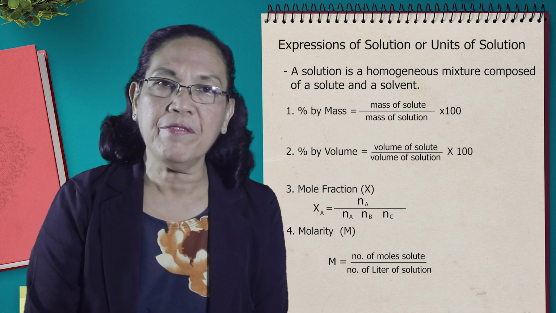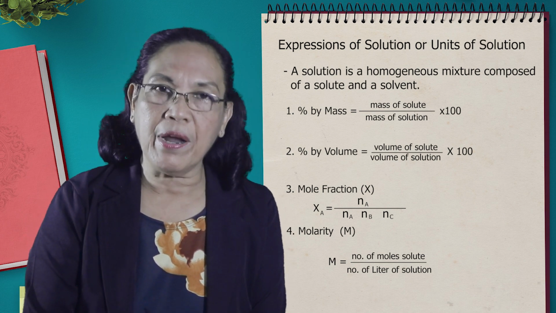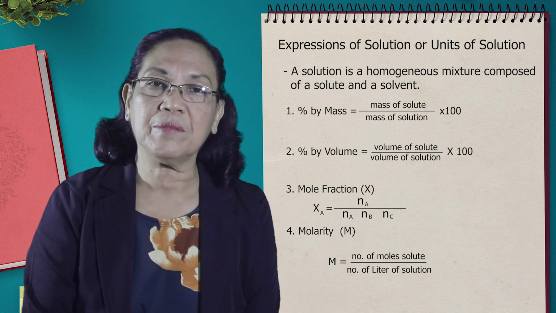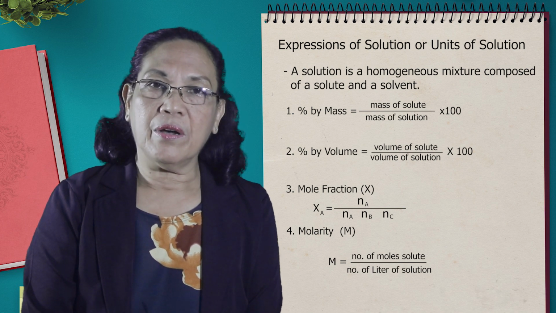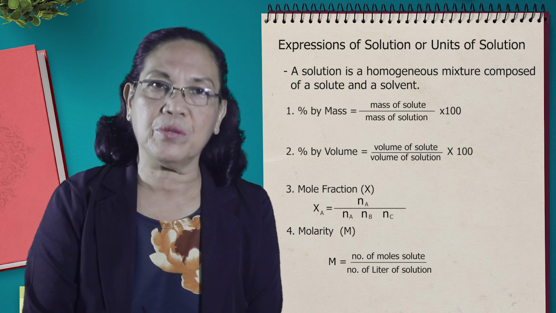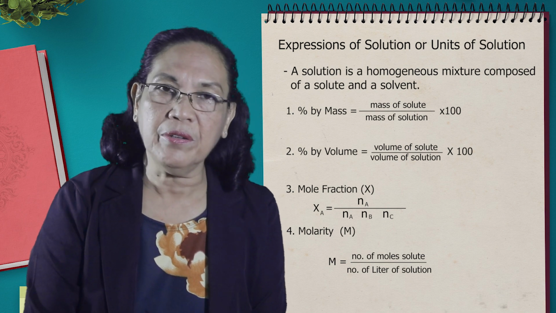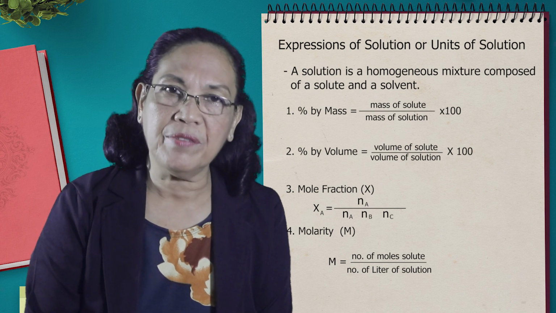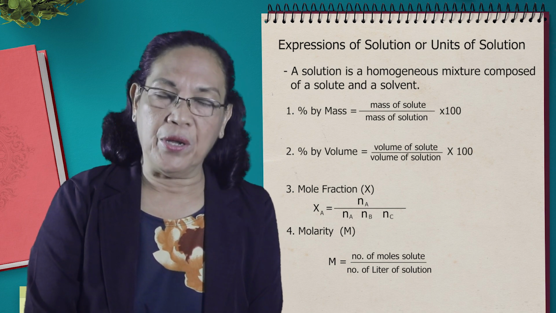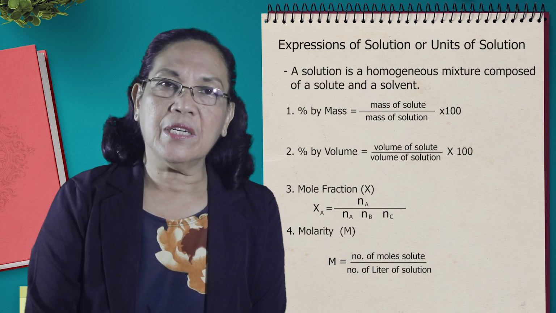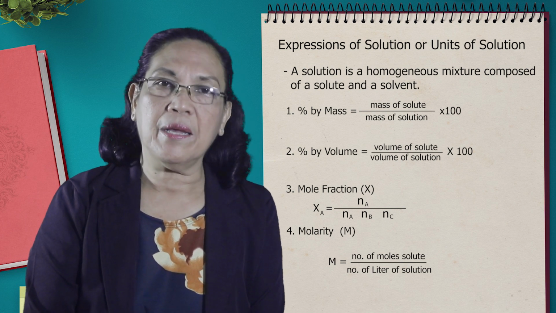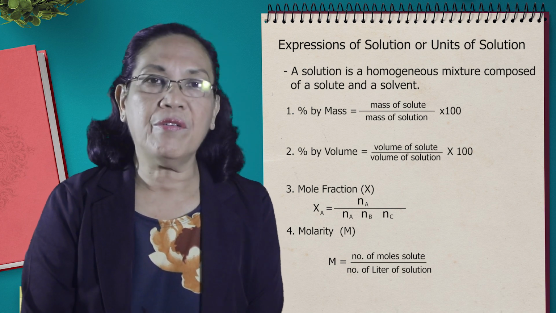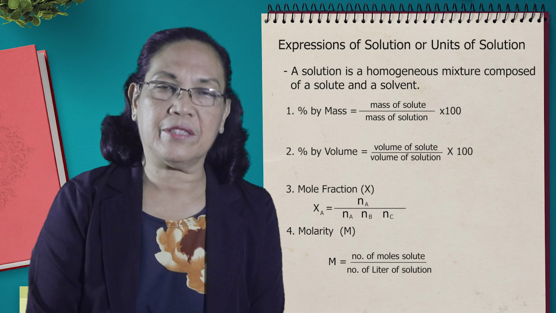But if we are given the number of grams of solute and the number of mL of solution, what are you going to do? First, you have to convert the number of grams to moles of solute and the mL of solution to liters of solution. We know that in 1 liter, there are 1,000 milliliters. That is the conversion factor that you're going to use from mL to liter.